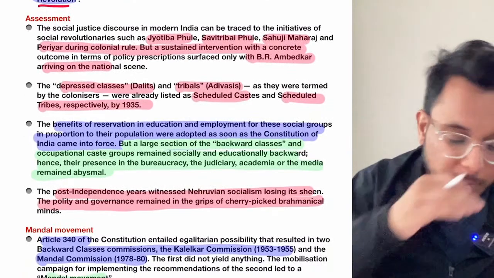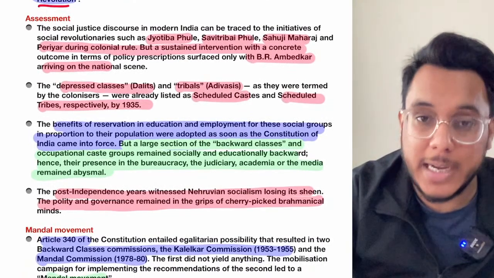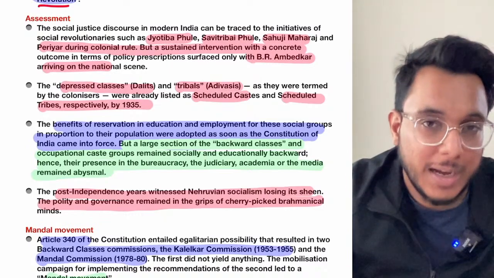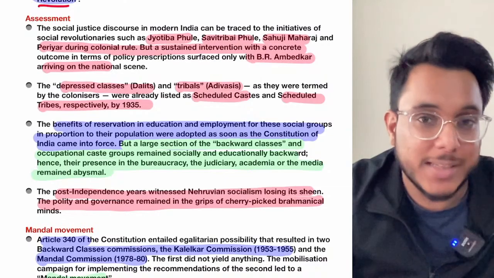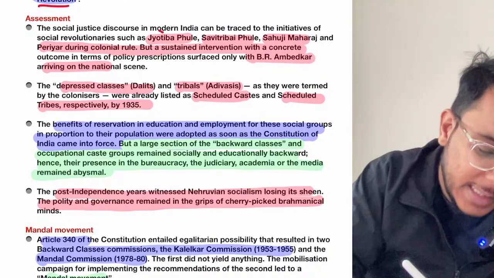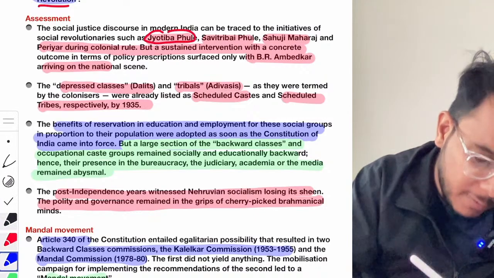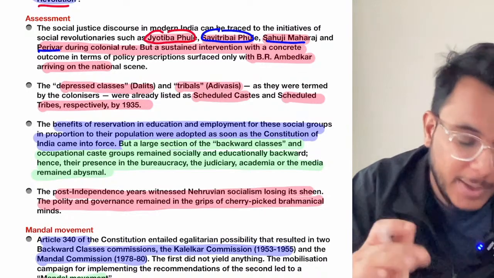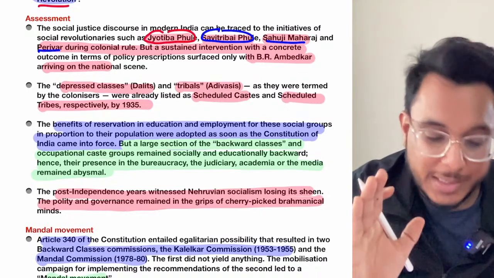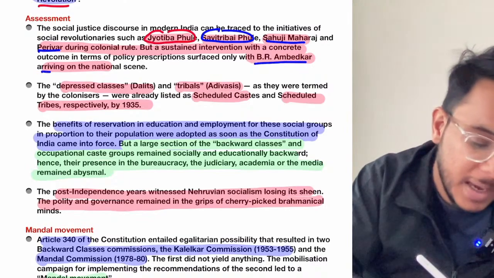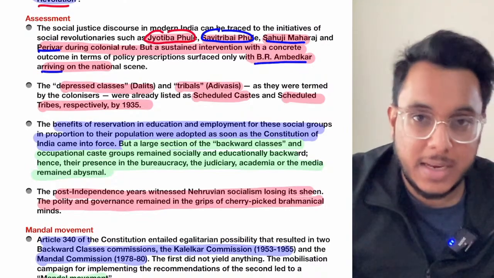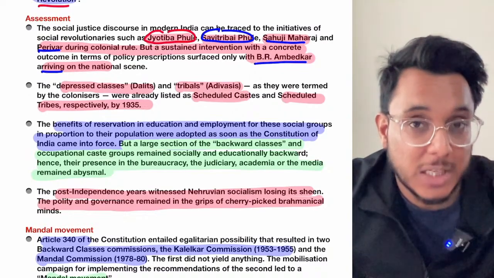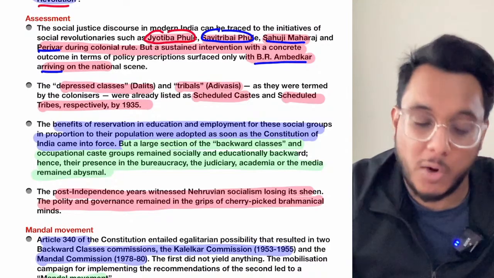Now let's talk about this particular article. Actually, in the past, even before independence, there were many leaders who raised the issues of the poor, downtrodden and backward sections of Indian society. There is the example of Jyotiba Phule, Savitribai Phule, Shahuji Maharaj, Periyar. All of them talked about the concerns of the backward sections of society. We have the example of Dr. B.R. Ambedkar, who came onto the national scene particularly in the late 1920s and 1930s, and he became the champion of the social justice of the backward people.